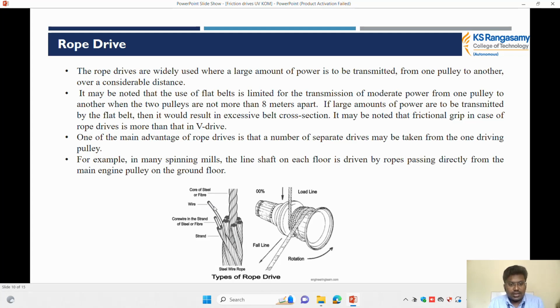This line is the wire. It has a strand and core wires. The strand is made of steel or fiber. The rope drive is mostly used in the spinning mills for the line shaft. Each floor is driven by a rope passing directly from the main engine pulley or around the ground floor.